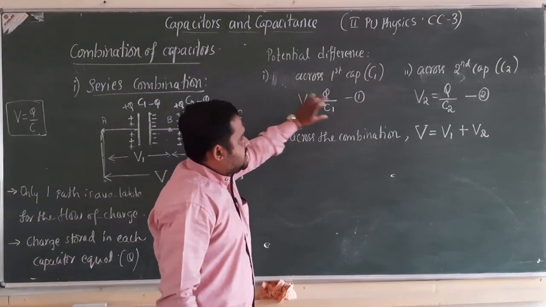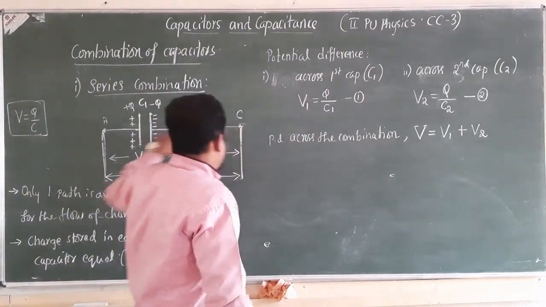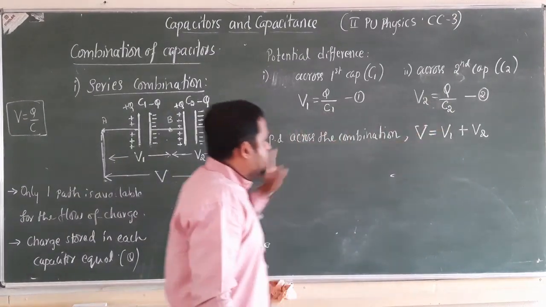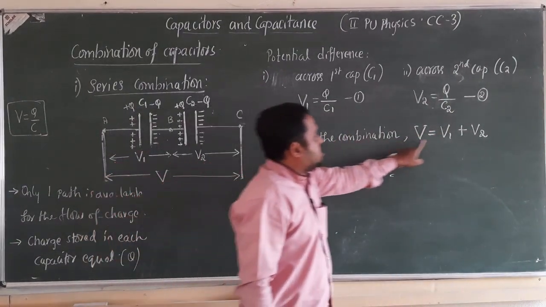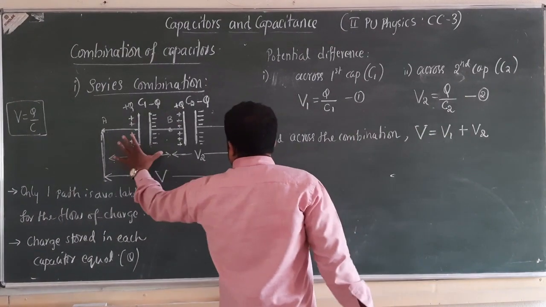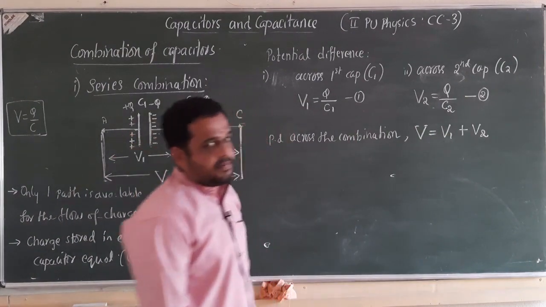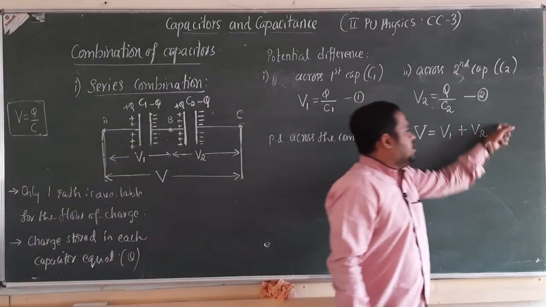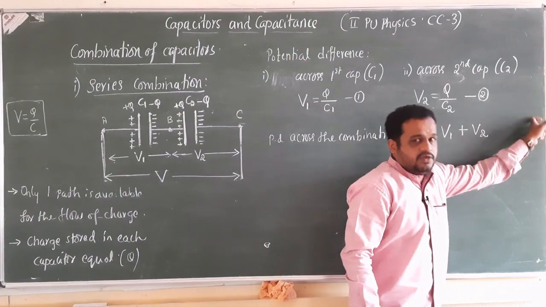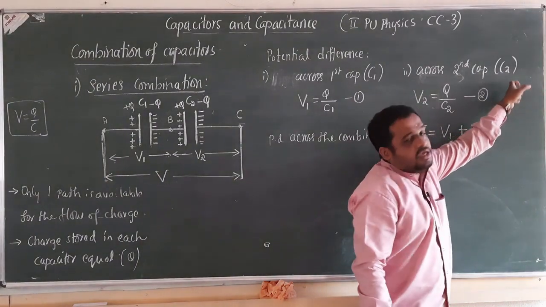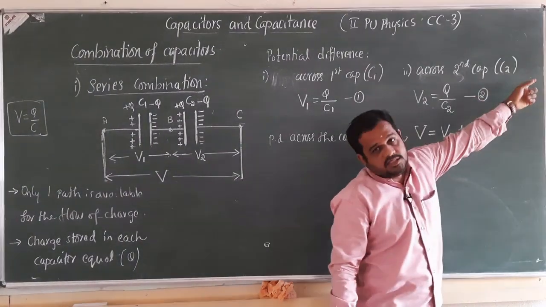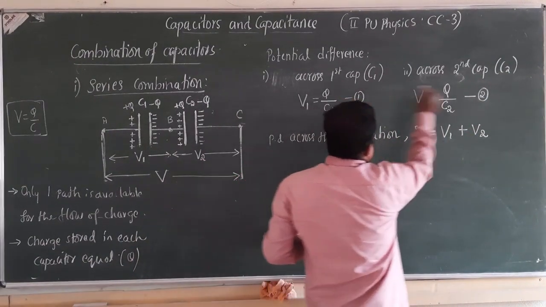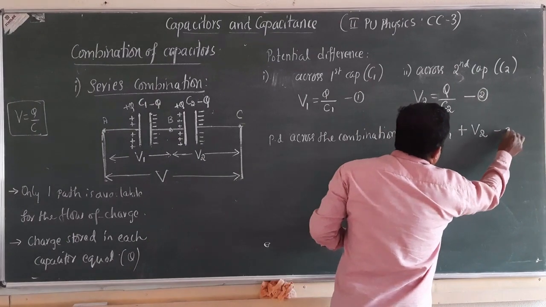In terms of charge and capacitance, the potential difference across the first capacitor, the potential difference across the second capacitor, then the potential difference across the combination V is equal to the sum of the potential differences across each capacitor. If you have 3 capacitors here, one more term will be there, plus V3, plus V4 and so on. Here it will be Q divided by C3, Q divided by C4 and so on. Now, substitute equations 1 and 2 in equation 3.